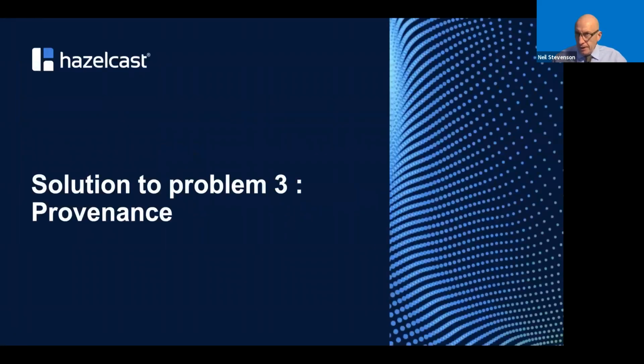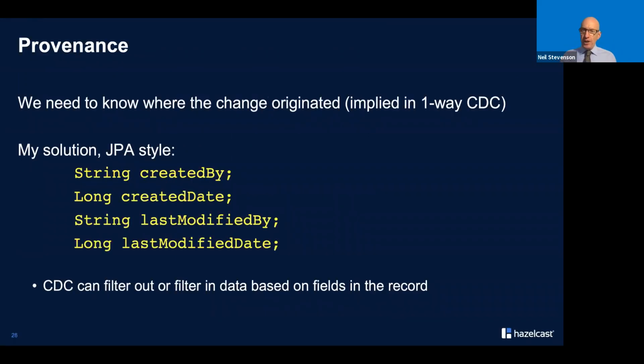So how did I solve it? I solved this problem with a thing I'm calling data provenance, or really it's change provenance. Where did the change originate? If you've got a one-way CDC system, then it changes in system A and it goes to system B. Well, if you get it in system B, you know it can only have changed in system A, so it's implied. But in that two-way setup, you can't make that implication.